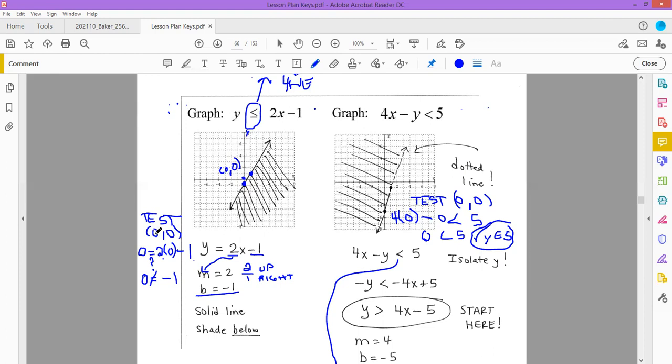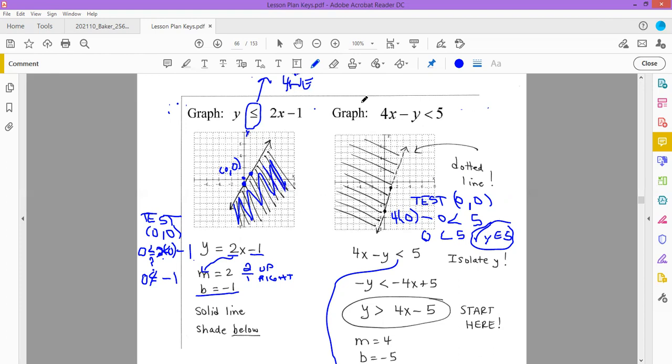Here we substitute 0 for x and 0 for y. We'll get, is 0 equal to 2 times 0 minus 1? And 2 times 0 is just 0. Is 0 equal to -1? No, that's not a true statement. So this section that has 0, 0, we would not shade. We're going to shade the section that's opposite. Okay? And that symbol should be less than, I'm sorry. 0 is not less than or equal to -1. Therefore, we're shading opposite 0, 0.